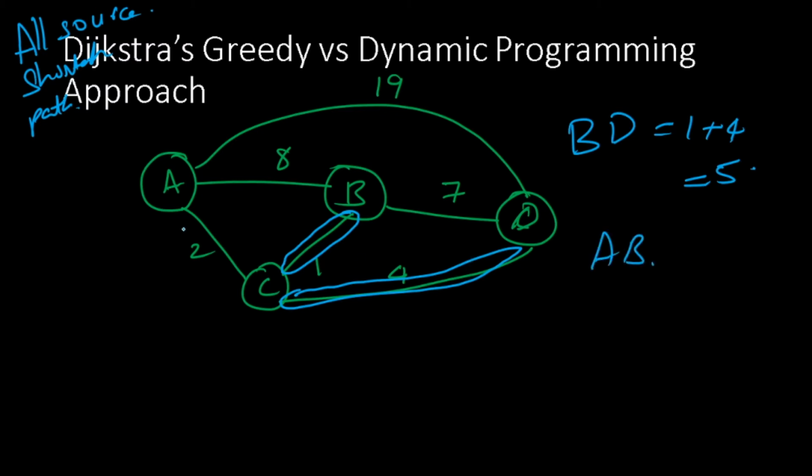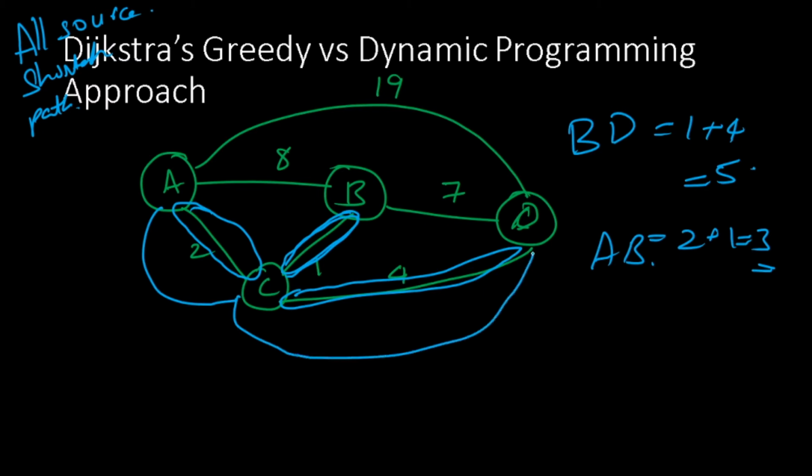AB, we go from A to C and then we go from C to B. That is 2 plus 1 is equal to 3. AD, we go from A to C and then we hop from C to D. AC, 2 plus 4 is equal to 6. So that is our problem statement and we are supposed to output accordingly.